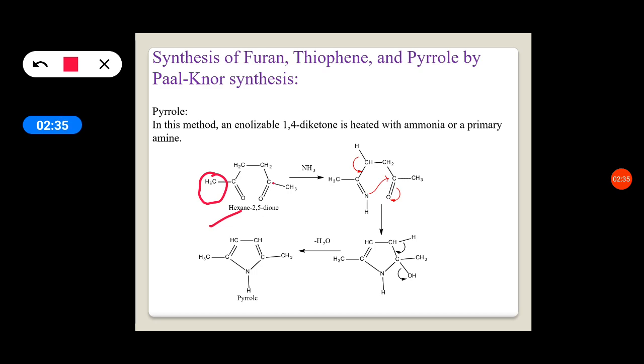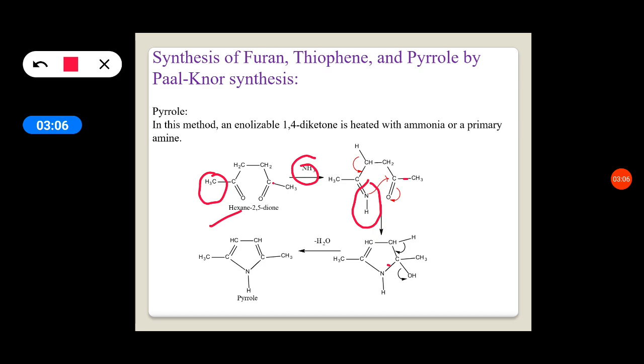When this hexane-2,5-dione is treated with ammonia, a mole of water is removed. So one of the ketonic groups reacts with ammonia, a mole of water is removed and an imine group is formed here. Now one of the pi bonds of the C=N bond is shifted to carbon. So a new nitrogen-carbon bond is formed here.